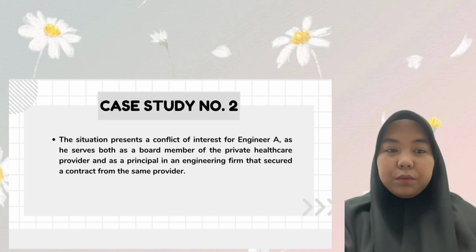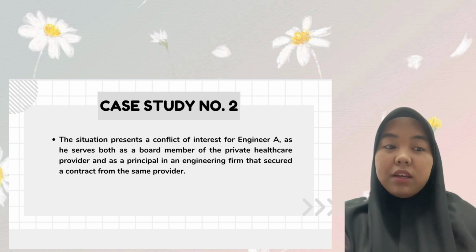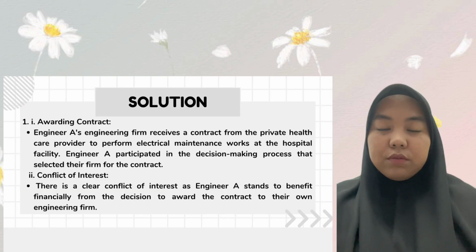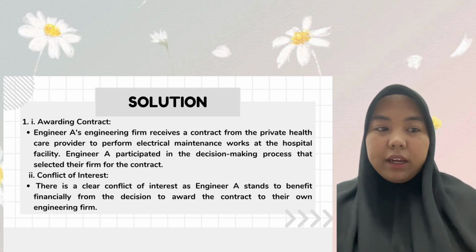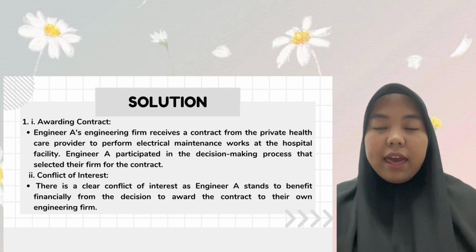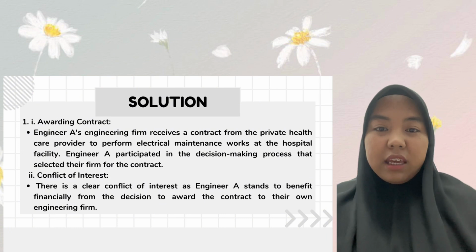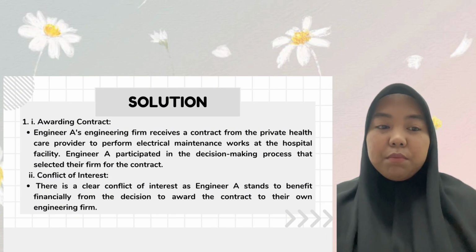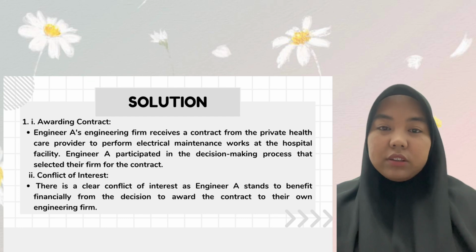Case study number 2. The situation presents a conflict of interest for Engineer A as he serves both as a board member of the private healthcare provider and as a principal in an engineering firm that secured a contract from the same provider. For case number 2, awarding contract. Engineer A's engineering firm received a contract from the private healthcare provider to perform electrical maintenance work at the hospital facility. Engineer A participated in the decision-making process that selected the firm for the contract.